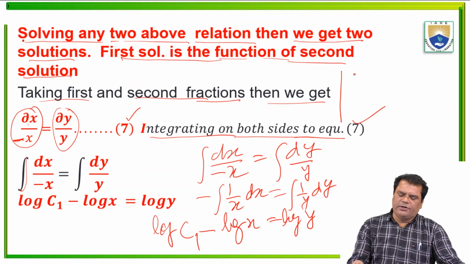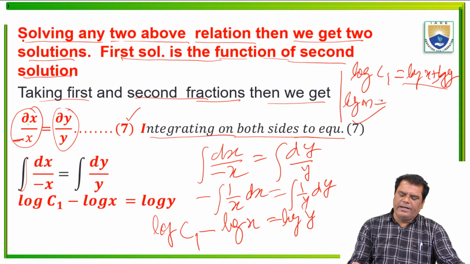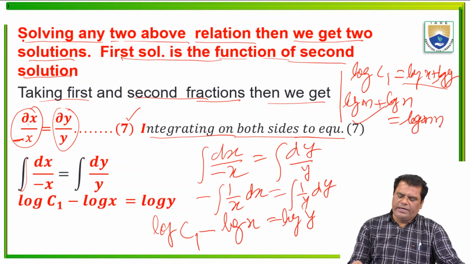So here is log c1. This is equal to log x plus log y. Apply the formula log m plus log n equal to log mn. So here log c1 equals log xy. Log is cancelled, so we get the solution c1 equal to xy.